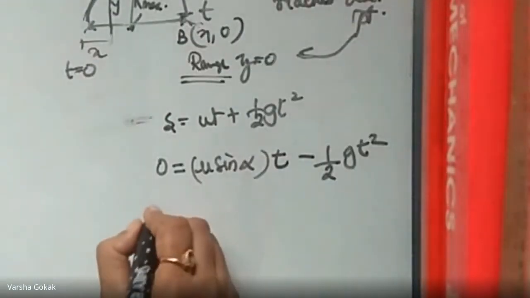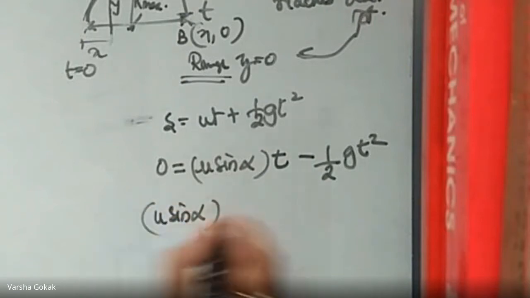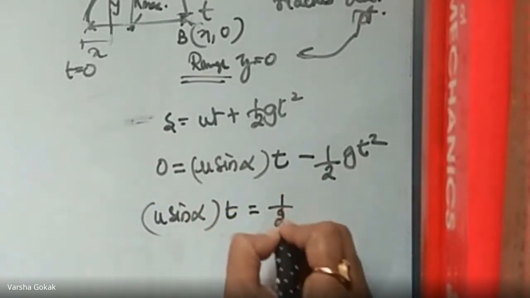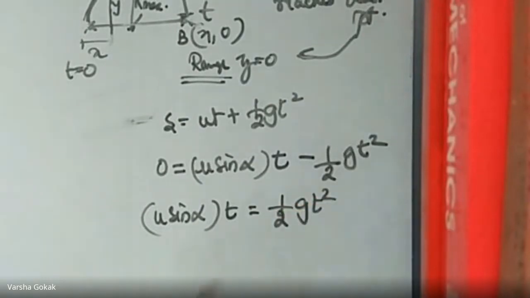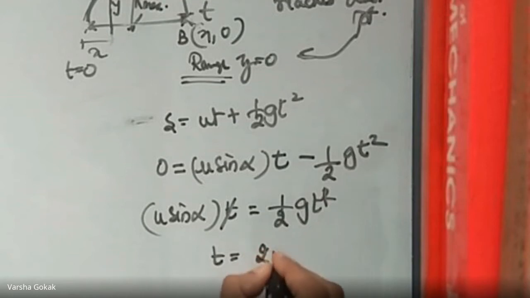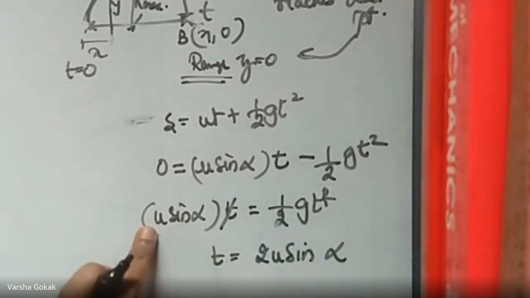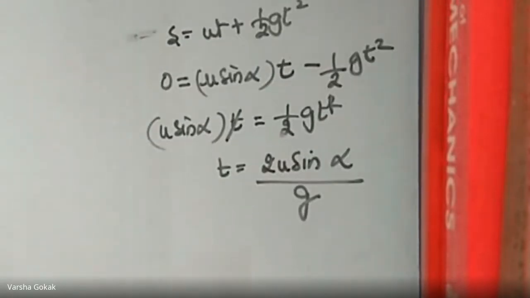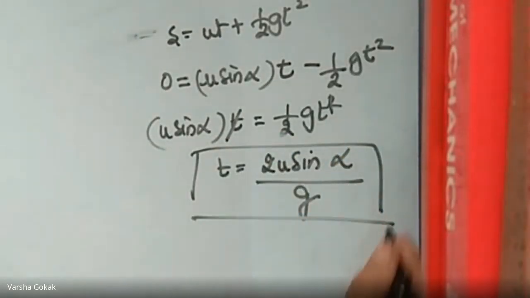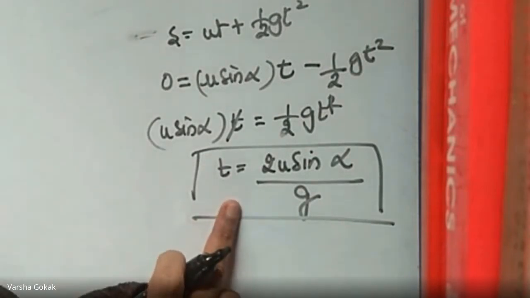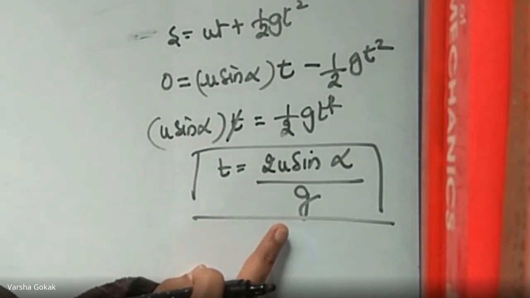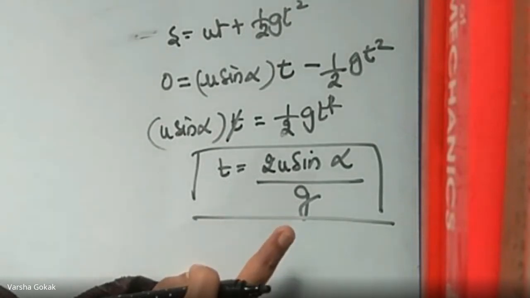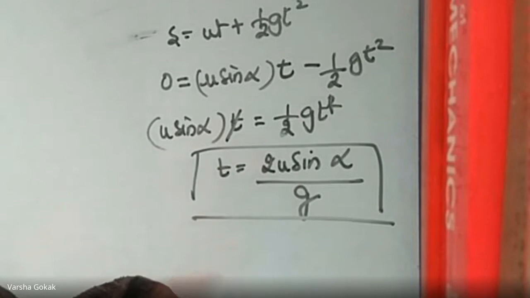So from this equation, u sine alpha into t is equal to half gt square. The t cancels on both sides. So what is the value of t then? The 2 comes here: 2u sine alpha divided by g. This equation can be used to find the time taken at the end point, that is, the total time of the flight: 2u sine alpha divided by g. So this is one of the equations.